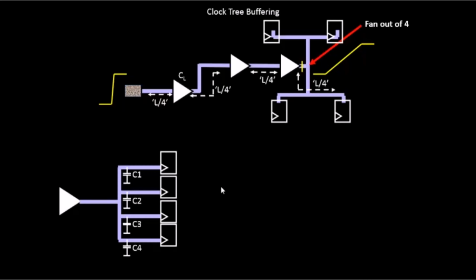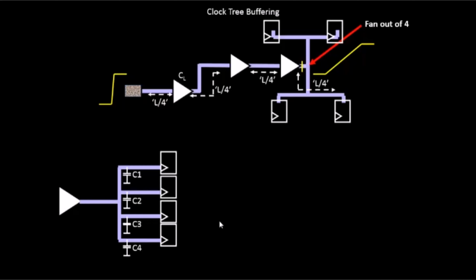The reason we have distributed it is to understand what amount of cap each and every node is driving. So that's why we have done this distribution. C1 will be this complete wire cap plus the input cap of the flop. Similar goes for C2, this complete wire cap plus the input of flop 2. Similar goes for C3 and the same for C4.